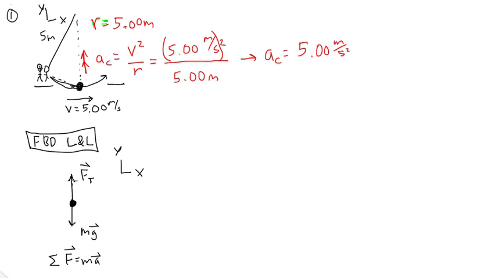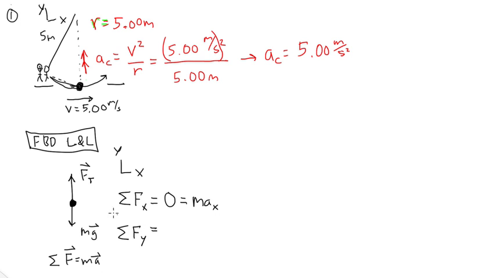Since our two forces both act along one of the primary axes, we don't need to do a separate diagram with the components. We can just skip directly to sum of forces in the X direction, which is nothing. And that equals mass times acceleration in the X direction. So, sum of forces in the Y direction.